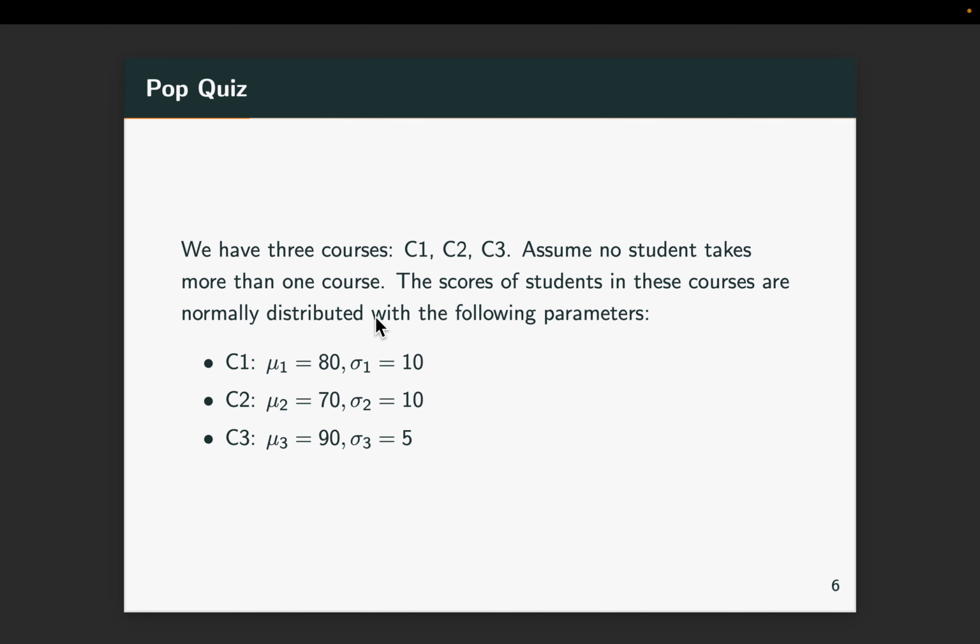So time for some quiz now. We have 3 courses, C1, C2, C3, and no student will take more than one course. So each of the students will be enrolled only in C1 or C2 or C3. And the scores of the students in these courses are normally distributed. For some reason, the instructors thought that this is a good idea to fit a normal distribution to the marks. C1, C2, C3: 80, 10; 70, 10; 95, 10. Right? Which course will you want to take?